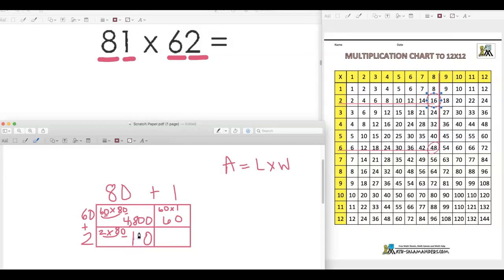Remember though, I'm not doing 2 times 8, it's 2 times 80, so that equals 160. Then I'm in my last rectangle, I have 2 times 1. Again, whenever you multiply by 1, it's the number itself, so 2 times 1 equals 2. Now these are all partial answers. I now need to add them up.